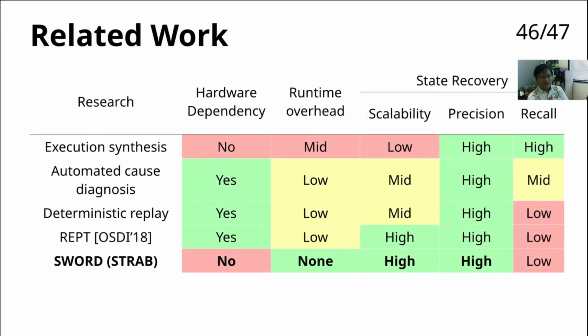Here is the related work. STRAB is part of a bigger goal of ours, which we have called SWORD, an abbreviation of software-only reverse debugger. The main difference is that compared to other state-of-the-art concurrent program debugging methods, our method is hardware independent.